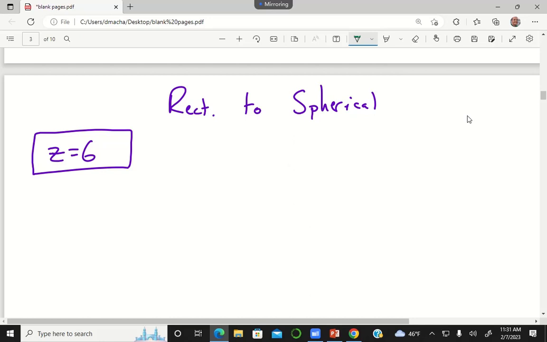So what kind of shape does this equation, z equals 6, make in xyz space? It's a plane. Yeah, it should be just a flat horizontal plane up at z equals 6. Kind of like if you took a copy of the xy plane and then just boosted it up 6 units in the z direction.